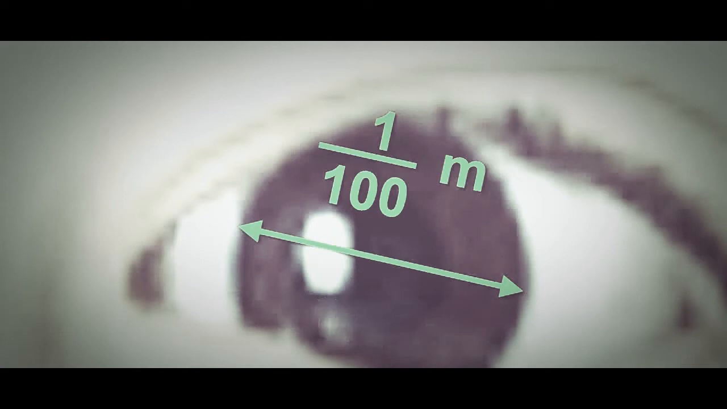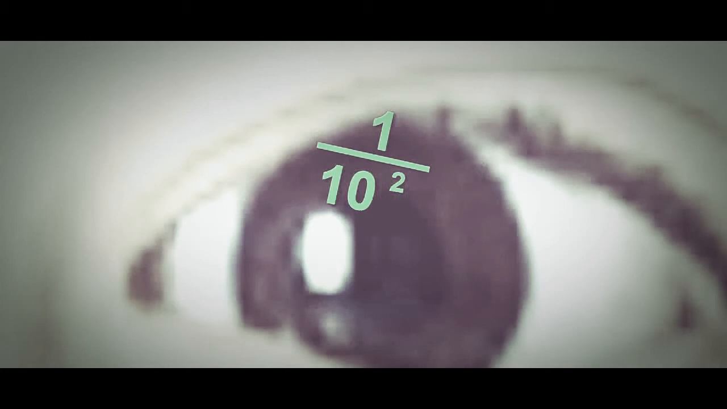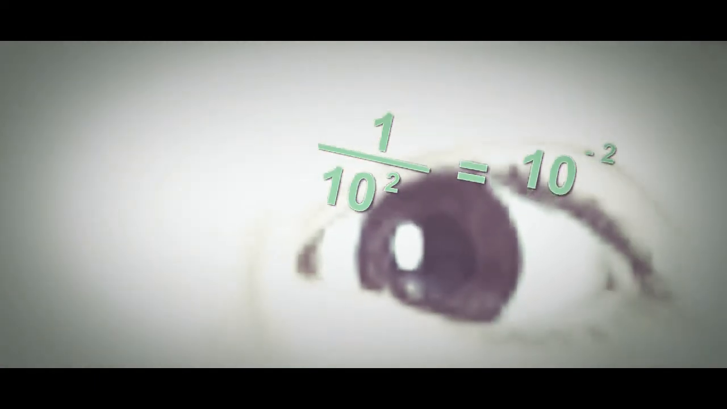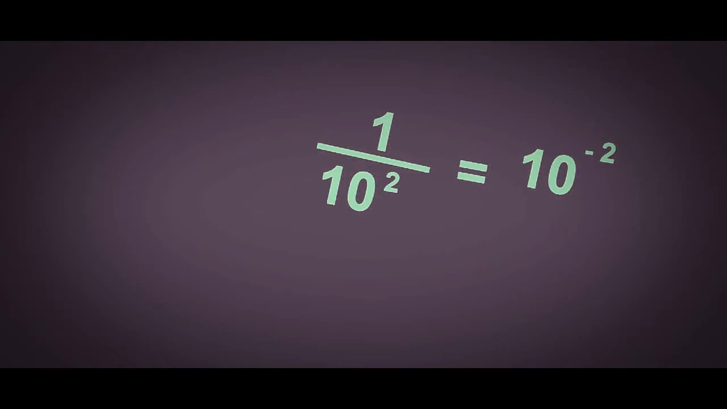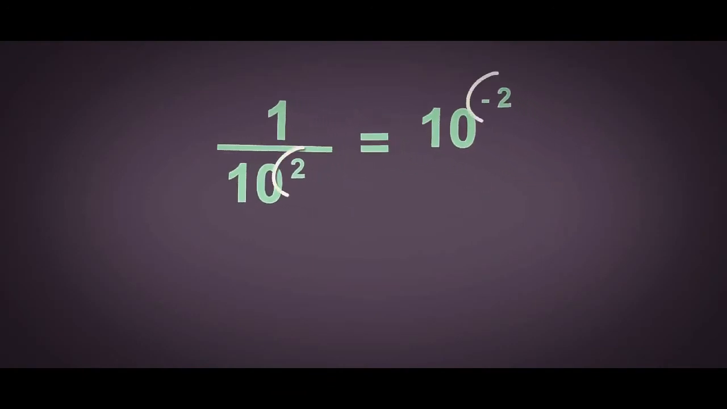We're going to show you a trick here. 1 on 100 is the same as 1 on 10 squared, because 100 is 10 squared. Scientists often write this as 10 to the negative 2. That's like 10 squared, except that the 2 has a negative in front of it. This negative is telling us that the squaring is on the bottom of the fraction instead of the top. The cool thing is that it's quicker to write it this way, and it gets better.